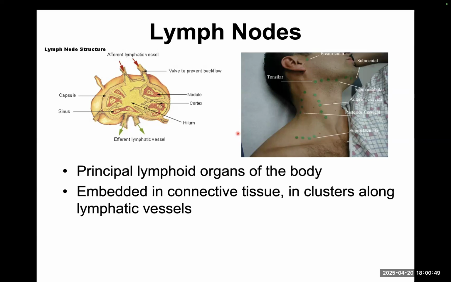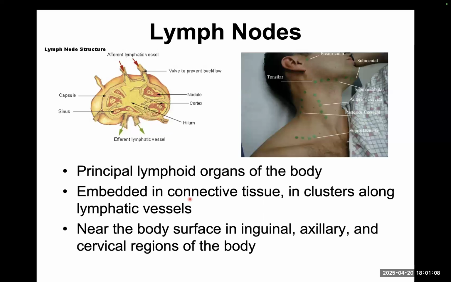These small little structures are embedded into your connective tissue, and they're connected to all the lymphatic vessels. These lymph nodes are going to be doing the filtering, and the white blood cells just hang in there. They're embedded in the connective tissue in clusters, and they're near the body surface in the inguinal, axillary, which is your armpit area, and cervical regions of the body.